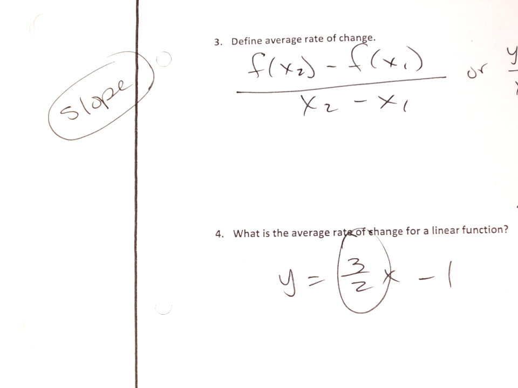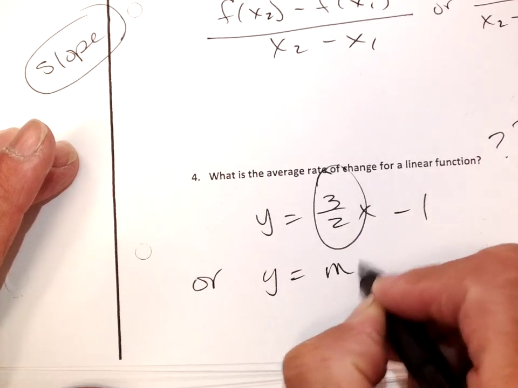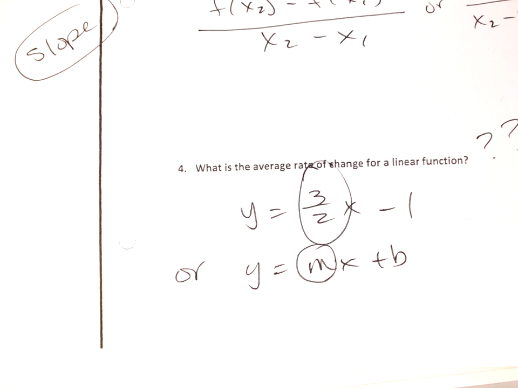Now, curved lines is different, isn't it? It's not always 3 over 2, is it? No, it could be whatever. Okay, give me any linear. Or Zoe, how about this? y equals mx plus b. It's always m. It's always m. It's always m.